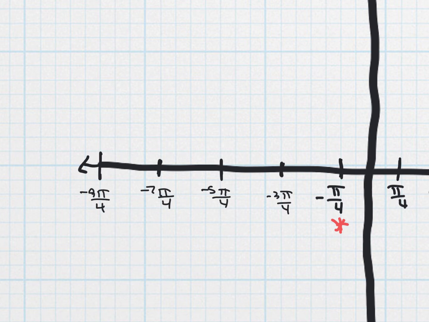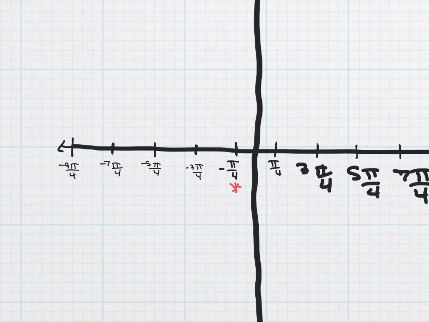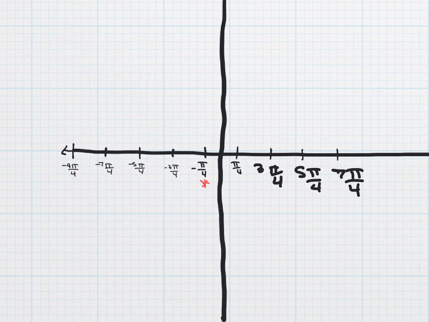Now, at first glance, you're going to say, well, why are there 5 points to the left of the y-axis and 4 to the right? It's because there are 4 to the left of the starting point and 4 to the right.